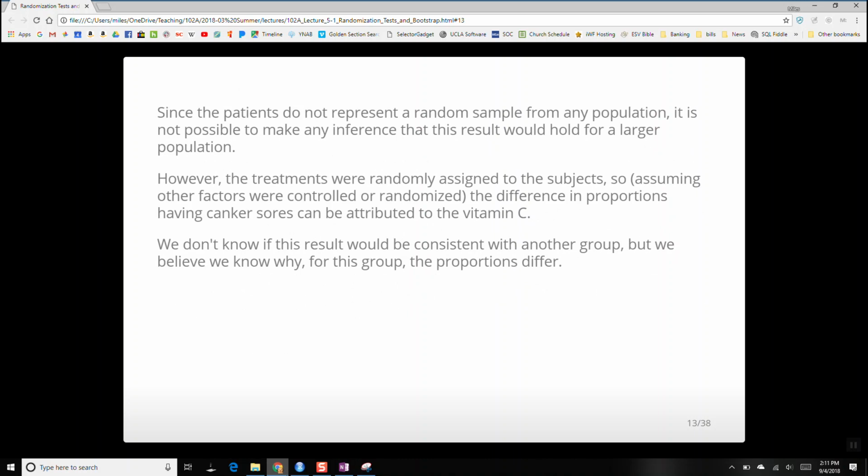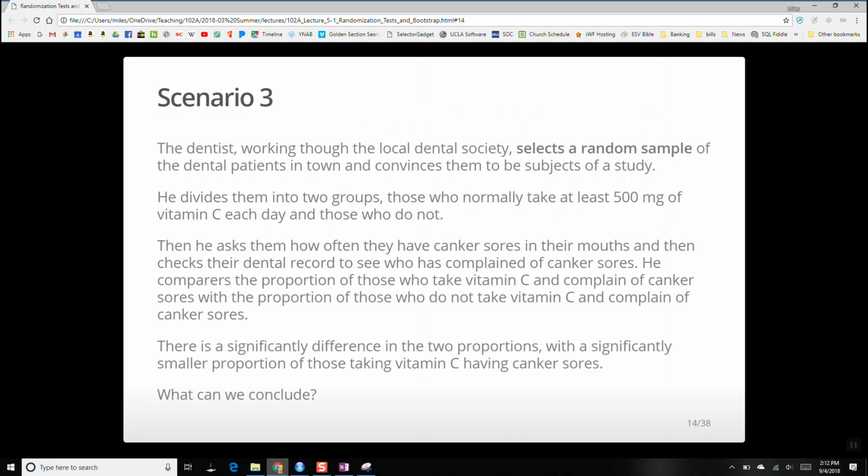Okay, and so again, we don't know if this result would be consistent with another random group or another group, but we believe we know why, at least for this group, that the proportion is different. We can come to the conclusion, and maybe we can make some kind of assumption and say, well, maybe these people are representative and therefore it can be generalized. We don't know, okay? All right, over here we have a random sample of dental patients.